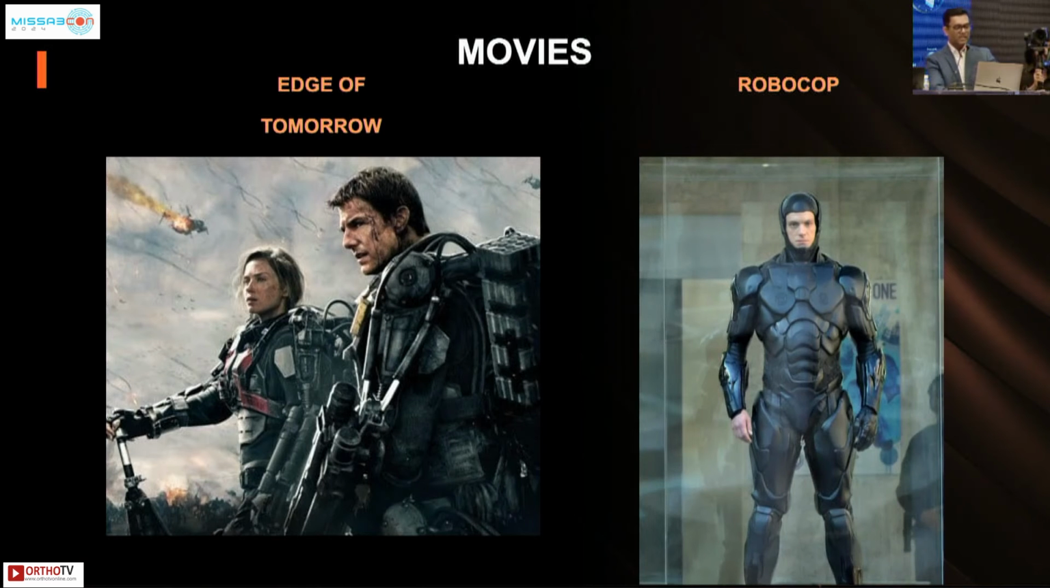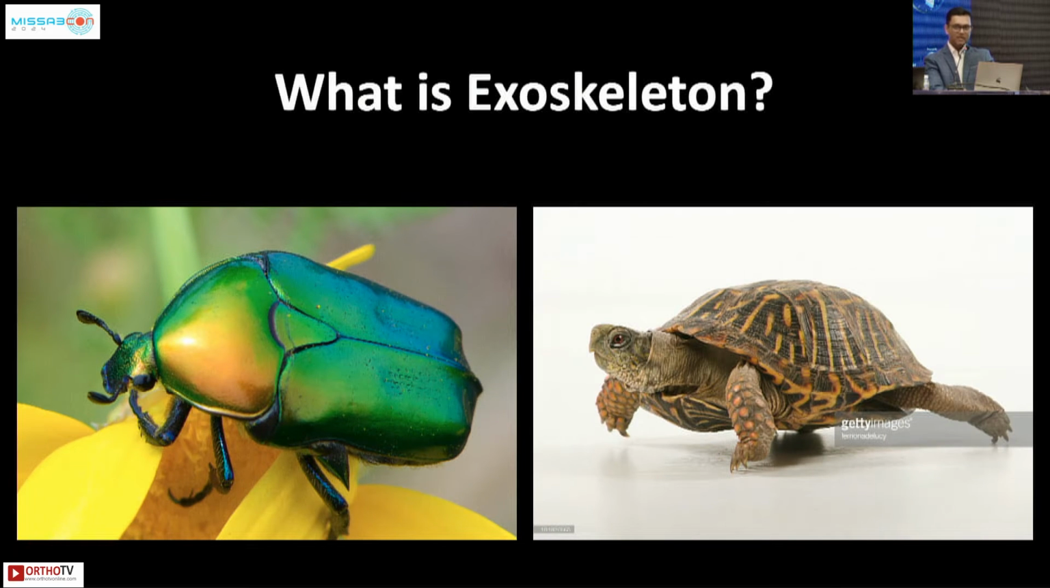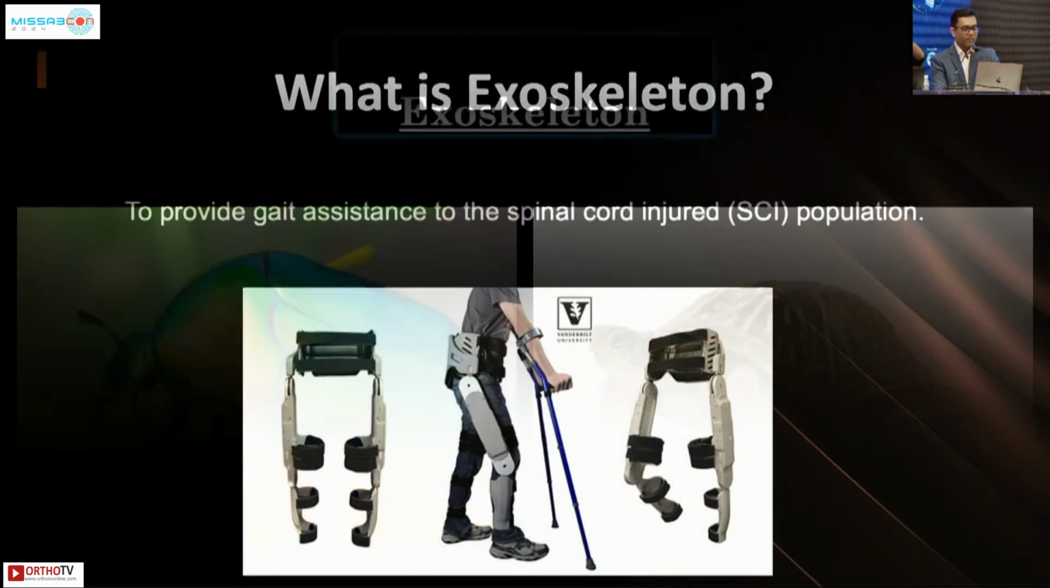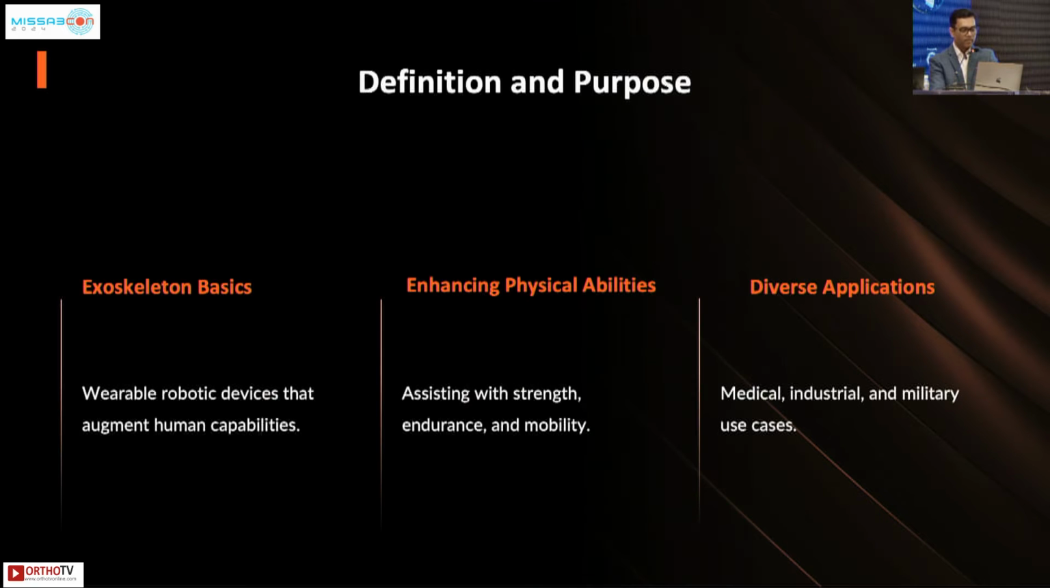So exoskeletals, as I said, you've all seen them in different movies, in RoboCop, in Iron Man, which you've all been fascinated by. The exoskeleton basically comes from animals: the beetle, the grasshopper, the tortoise. These all have exoskeletons which provide a protective mechanism as well as a stability mechanism, and that's how they've evolved. It's a gait assisted device used for spinal cord injury or any kind of mobility problems.